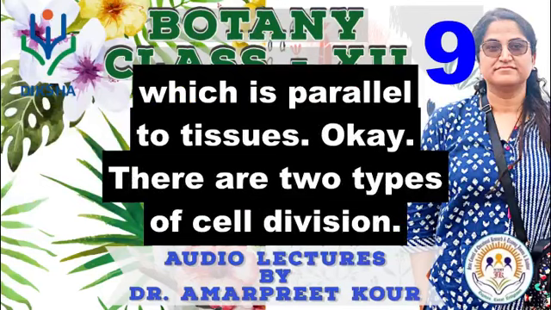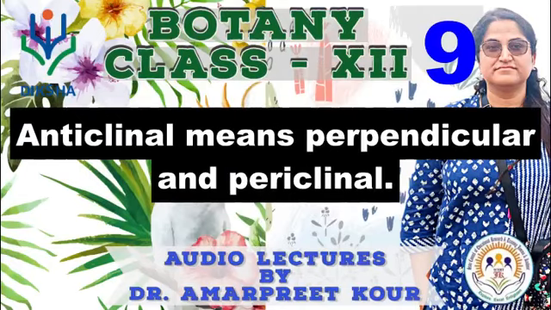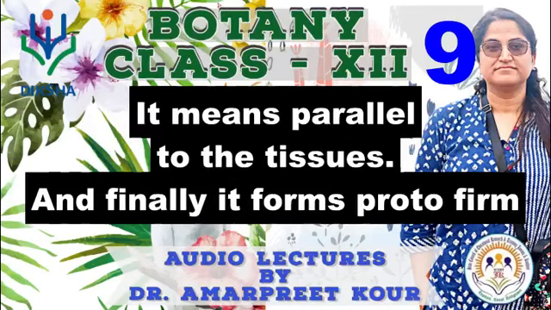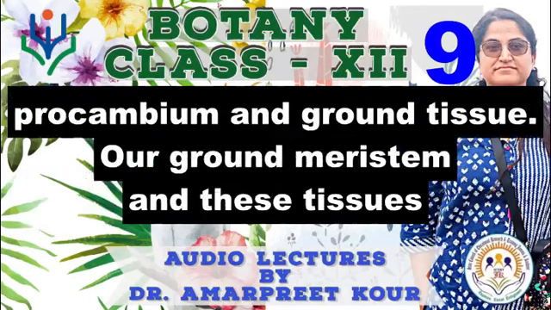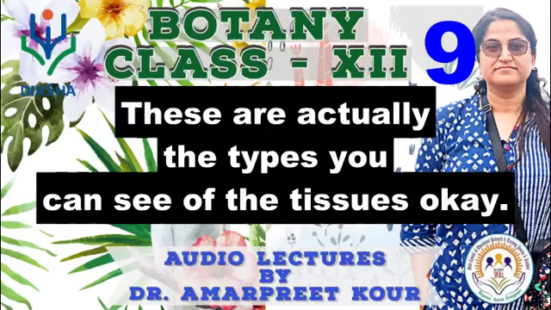Okay, there are two types of cell division. One is periclinal and other one is anticlinal. Anticlinal means perpendicular and periclinal means parallel to the tissues. And finally it forms protoderm, procambium and ground tissue or ground meristem, and these tissues are responsible for formation of a well developed plant. Okay, these are actually the types of the tissues.